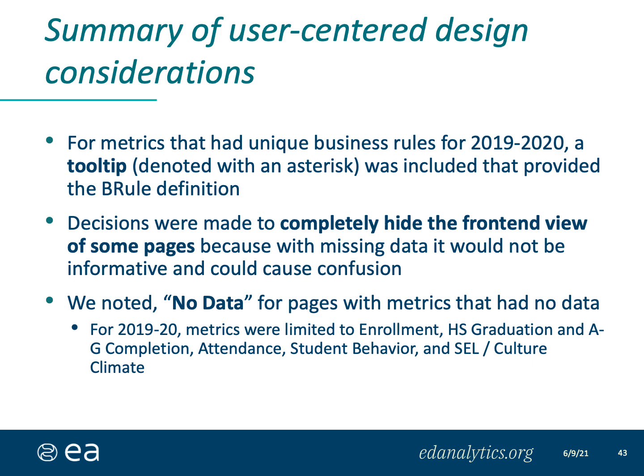Along with including these new tooltips, the teams also decided, in some cases, to completely hide the front-end view of pages with missing data, and in other spaces to denote no data, as we saw in the dashboard screenshot showing the 2019-20 achievement data. For 2019-20, metrics on the dashboard were limited to enrollment, high school graduation and A to G completion, attendance, student behavior, and social emotional learning and culture climate data.